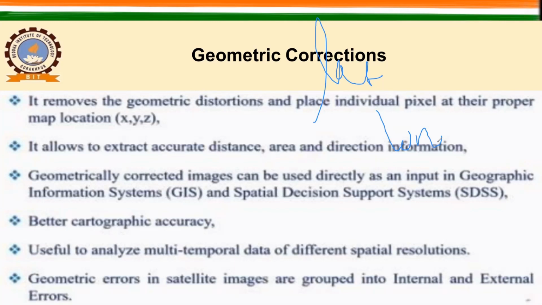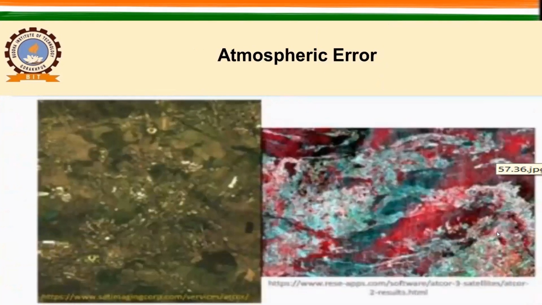So geometric errors in satellite images are grouped into internal and external errors. We will see in detail what the internal and external errors are, how we remove them, and how we perform the geometric correction for a given image. And then the next one is atmospheric error. So how this atmospheric error is giving error in our remote sensing and how it is getting removed.